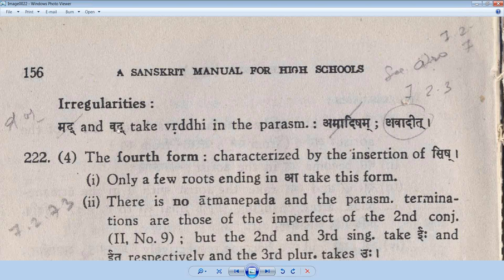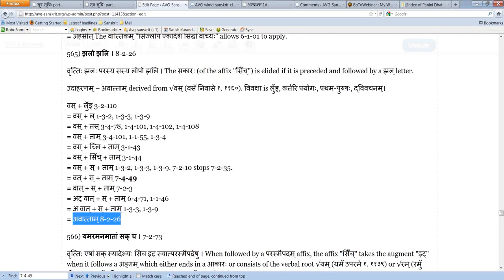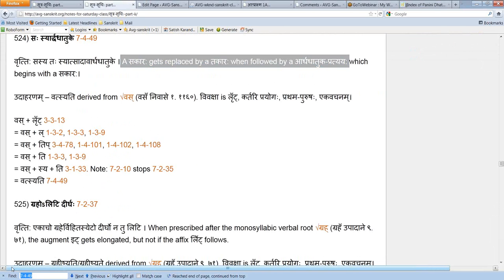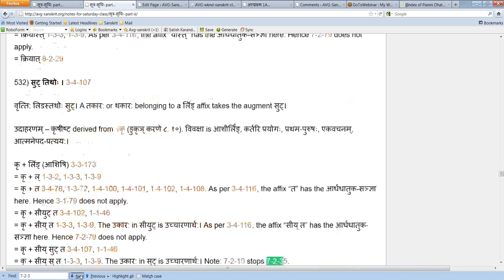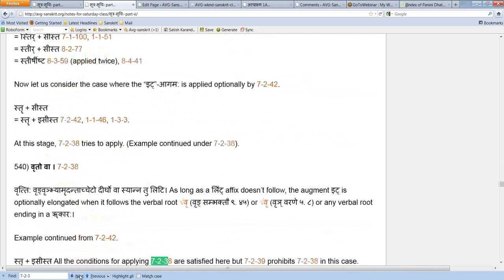Okay, now this we already did in the class last time, but since the point is coming in the book again, at the top of page 156 is the last point, from point number 221. And the sutram, which we already saw in the class and have used a few times, is 7.2.3. In fact, we just used it in this form, Avattam. So 7.2.3: Vada Vraja Halantasya cha.